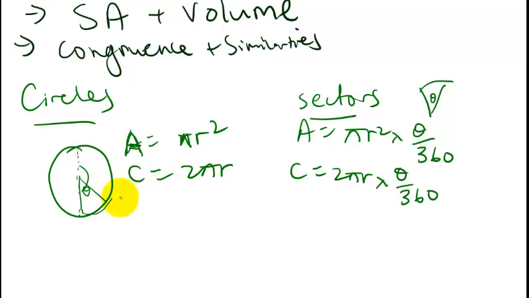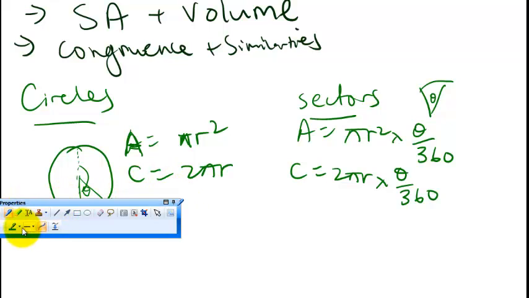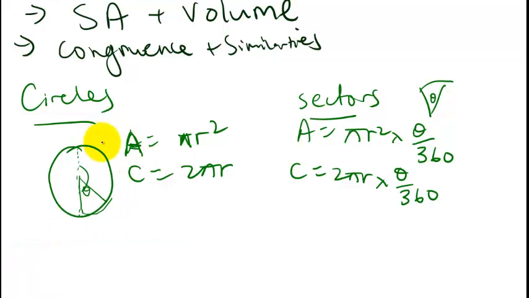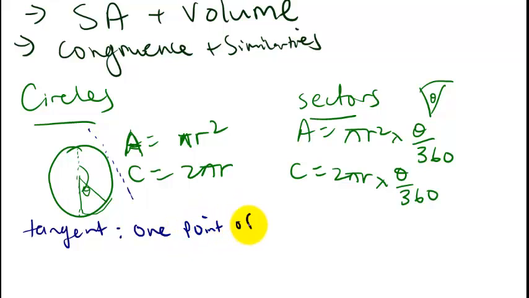Okay. Then did you learn tangents and whatnot as well? So let's use a different color just quickly. A tangent touches the curve just at one point. So tangent, 1 point of contact.